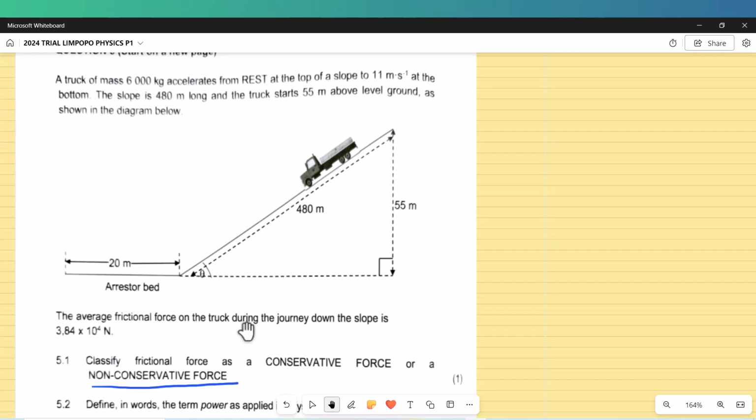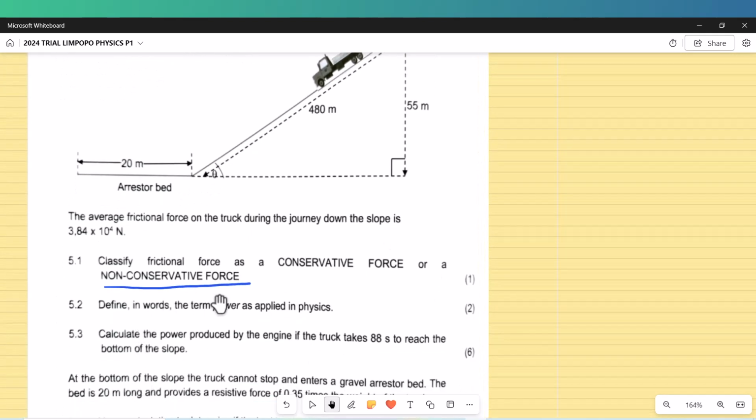Next question, they say define in words the term power as applied in physics. Now, power is the rate at which work is done. That's power. Or you can say power is the rate at which energy is expended. All right, now they say calculate the power produced by the engine if the truck takes 88 seconds to reach the bottom of the slope.